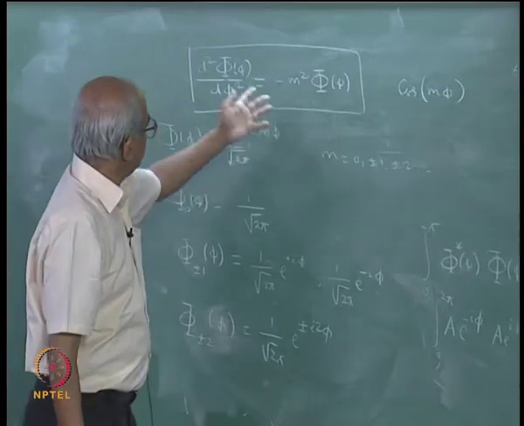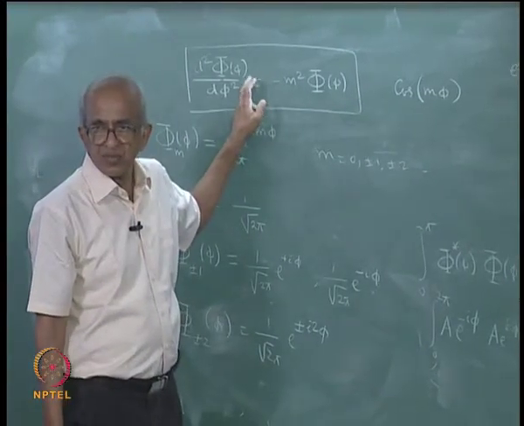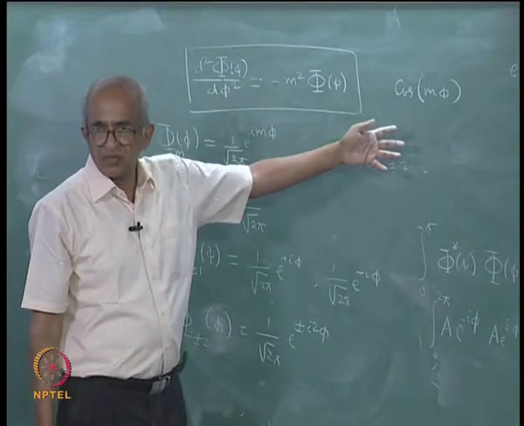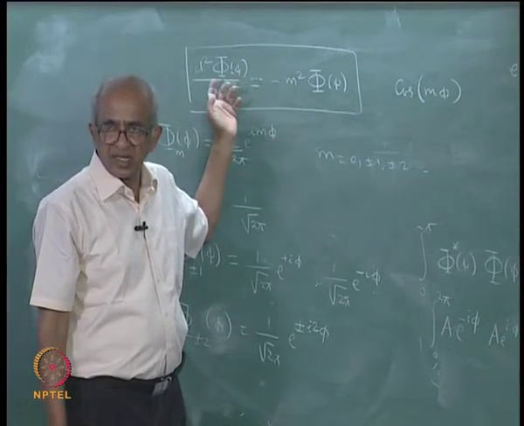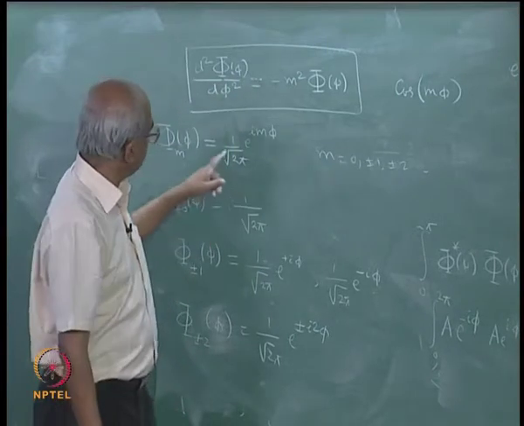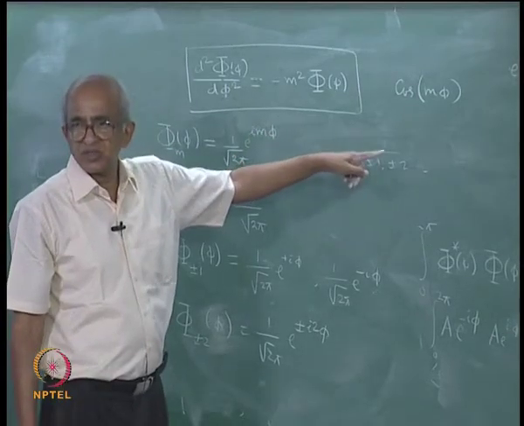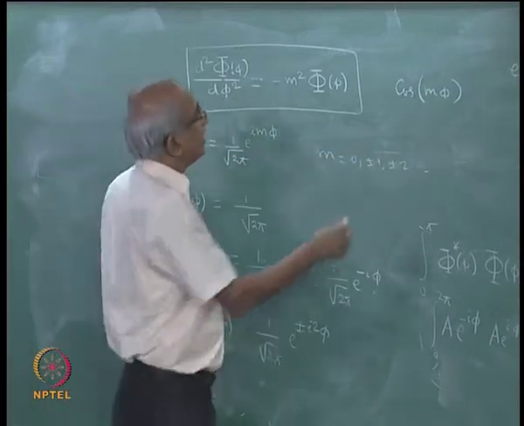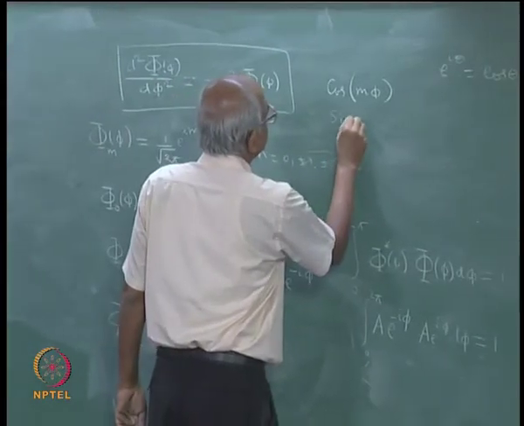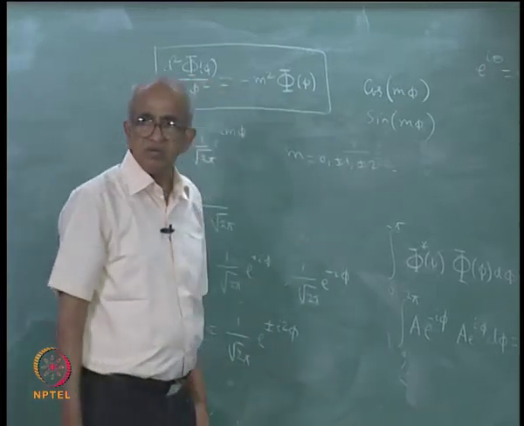You can see that this actually satisfies that equation, right. You just carry out two differentiations, and you will find that this satisfies that equation. So instead of saying e to the power of i m phi, you could have said that a possible solution is cos m phi and another possible solution is sin m phi, correct.